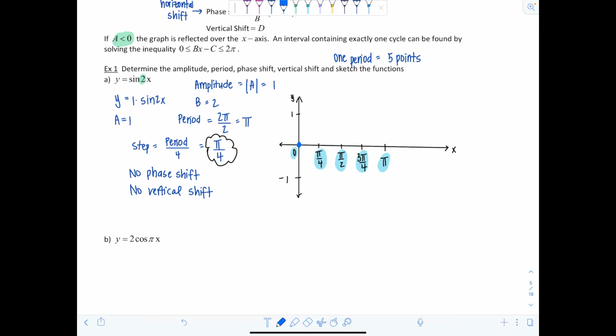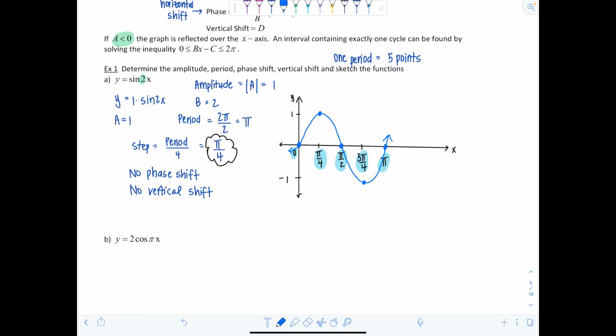Then when you count over one step, it goes up to 1, back to 0, down to -1, back to 0. That's always the pattern. 0 up, 0 down, 0 up, 0 down. This is one period. See how I have 5 points right here? And that's enough. So we're going to connect them all. Make sure you don't draw it too straight. It's a curve. And put arrows on the endpoints of your graph.